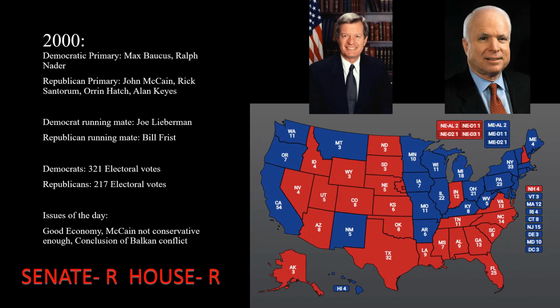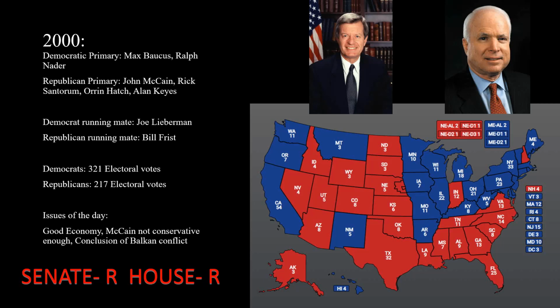In the year 2000, it is set for a close election between Max Baucus and the senator from Arizona, John McCain. He wins his primary against the senator from Pennsylvania, Rick Santorum, Utah Senator Orrin Hatch, and perennial candidate Alan Keyes. Baucus, the president, runs with Joe Lieberman a second time, and a good economy and end to the Balkan Wars helps propel them to a second term with a quite comfortable margin of victory.